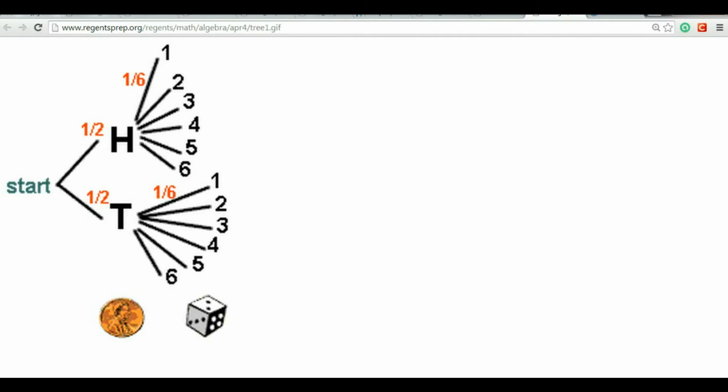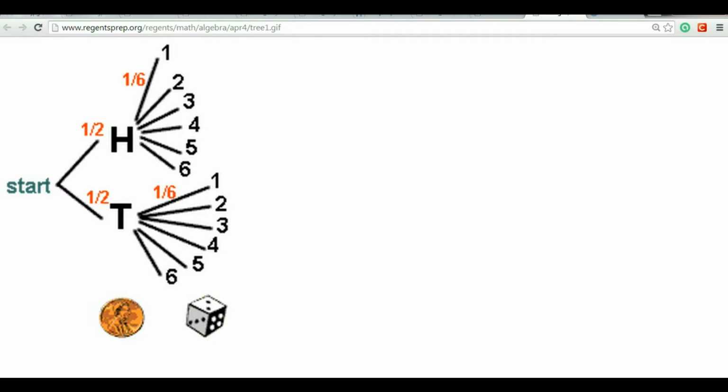Sample space for flipping a coin and rolling a dice. By the way, what kind of events are those? Those are independent. Why? Because if I flip the coin first, whether I get a head or a tail, does that change what I'm going to get on the dice? Well, no, it doesn't. The dice doesn't care what the coin did. They're independent. They're 2 different events. One does not affect the other.